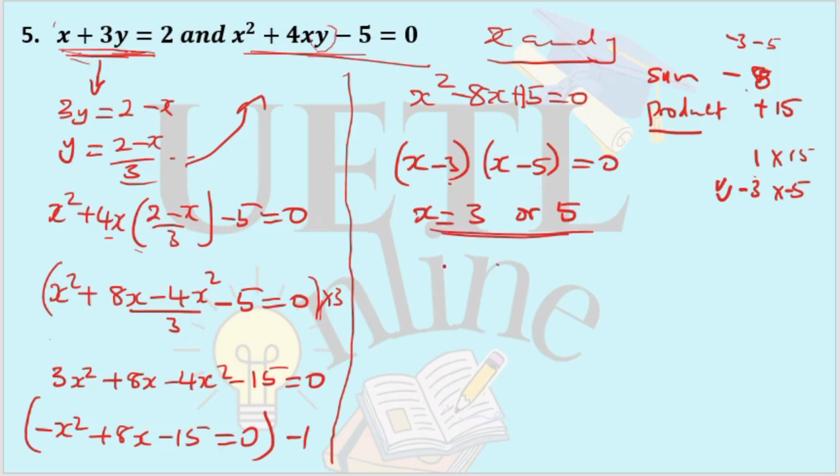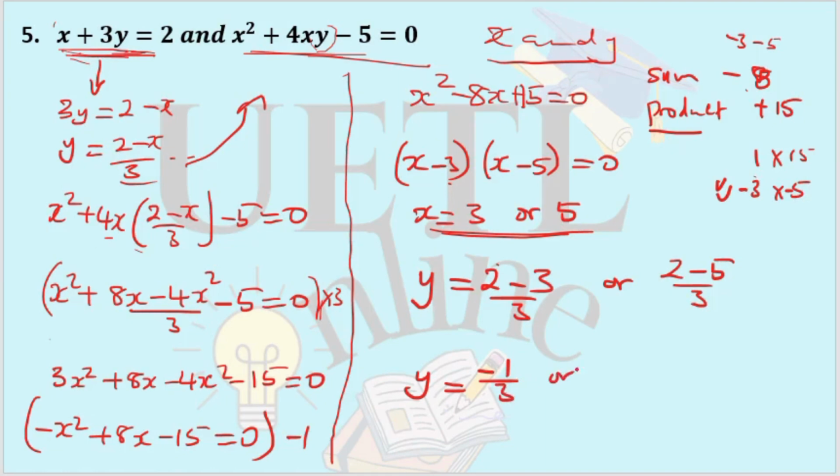Now to find our answer for y, we just substitute these answers for x in this equation. So it becomes (2 minus 3) over 3, or (2 minus 5) over 3. In this case, we get y equals -1 over 3, or here we get y equals -1.